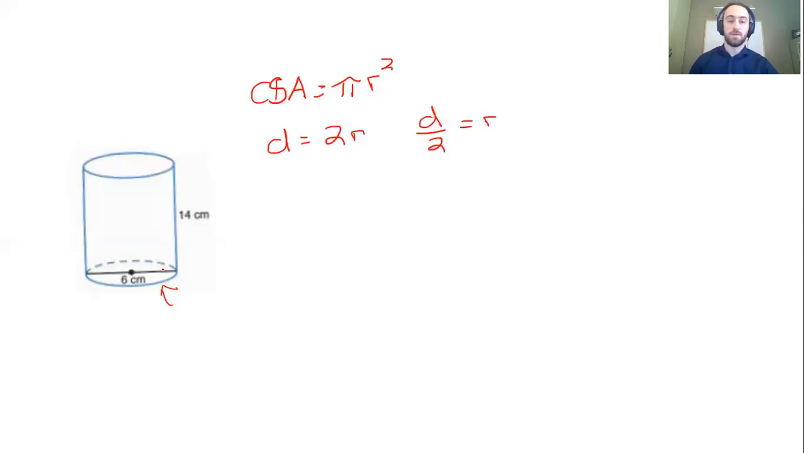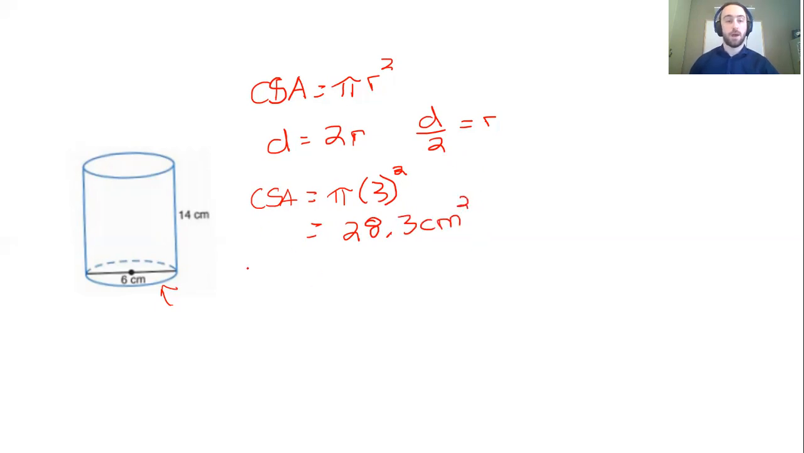So in this case, we have an extra step because we're given our diameter, but that's no problem. We know how to convert that to radius. So going forward, cross-sectional area is equal to pi times 3 squared, right? So I got the 3 by simply dividing 6, which is our diameter, by 2, giving us a cross-sectional area of 28.3 centimeters squared.